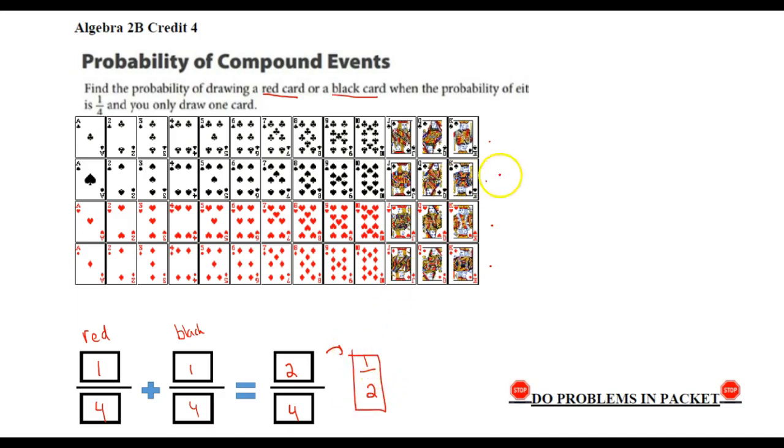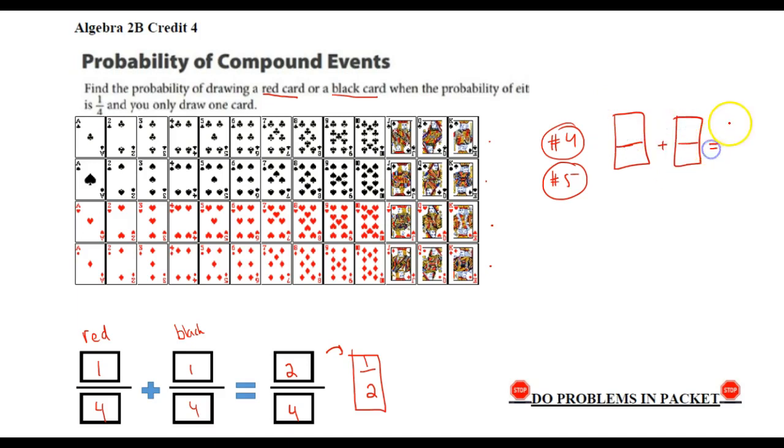Just so you know, for problems number 4 and number 5, you can use the exact same setup of adding fractions because they will give you the probability. You won't have to calculate it, which is nice, but you do have to add the probabilities together and simplify for both 4 and 5. Just like it says here, stop, do the problems in the packet.